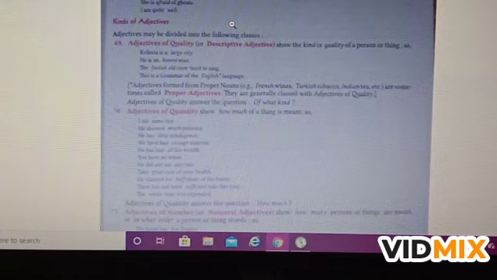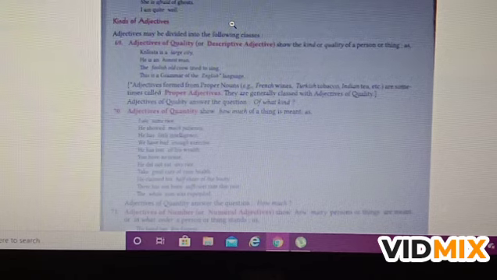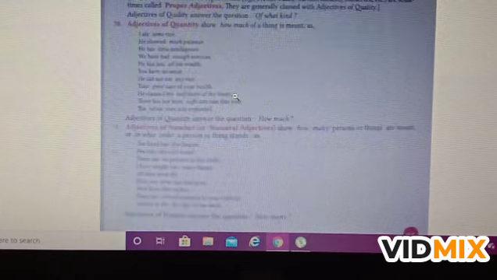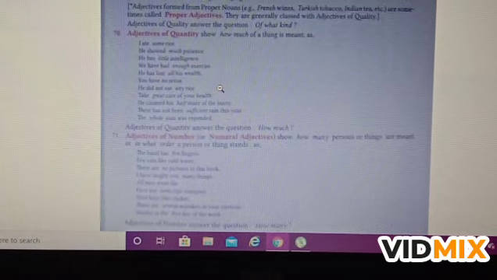Next, we have had enough exercise. How much exercise? Enough. So the word enough is adjective of quantity. He has lost all his wealth. How much of his wealth? All his wealth. So the word all here is adjective of quantity. Some more examples are given. Read them out. The adjectives are given in italic form, so it won't be difficult for you to understand the adjective of quantity.